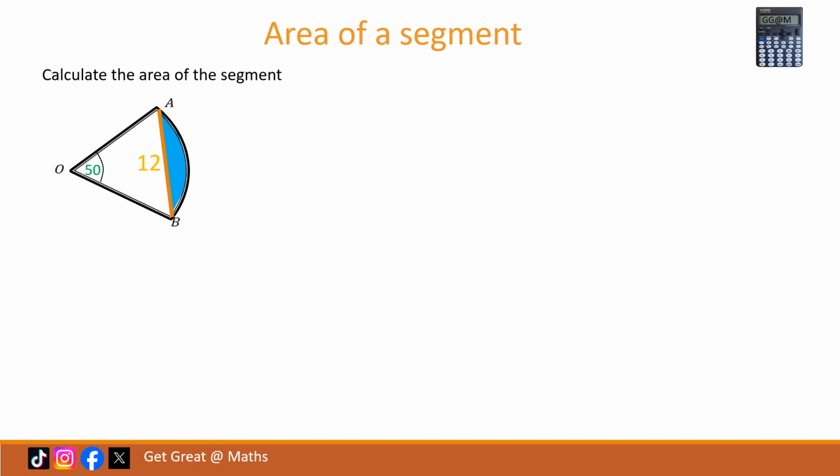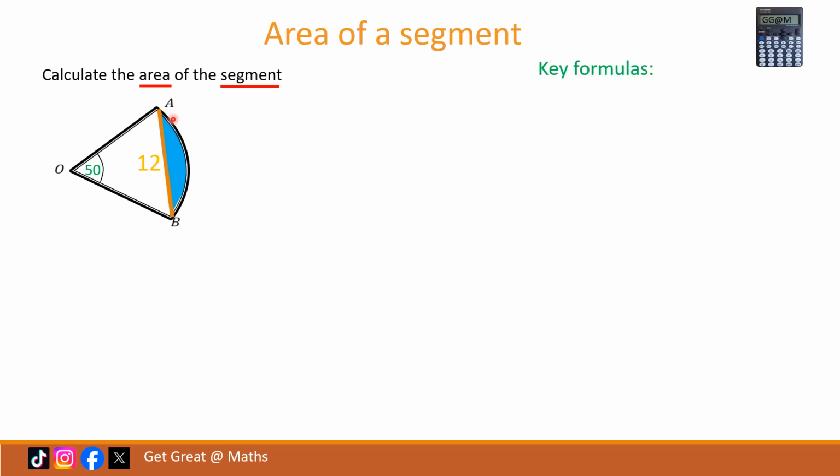In this example, we're going to look at calculating the area of a segment. And these are the key words of this question. So we've got the word area and the word segment. And that basically means this blue area here is what we've got to calculate. So I've been given an angle, which is 50, and I've been given the length of the chord, which is 12. And I've got to calculate the area of the segment.